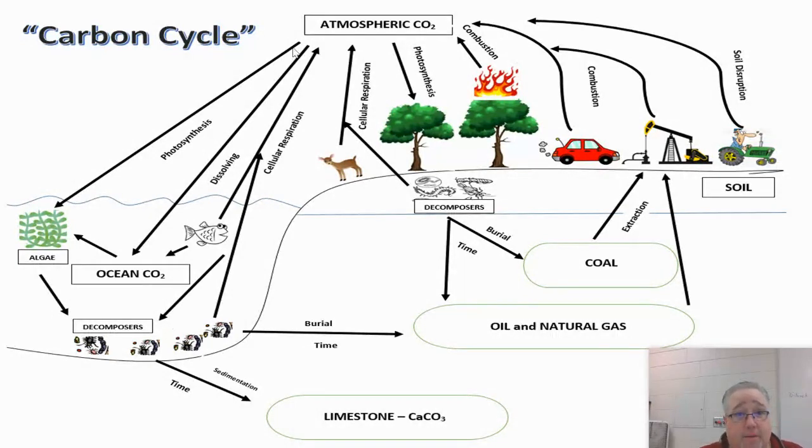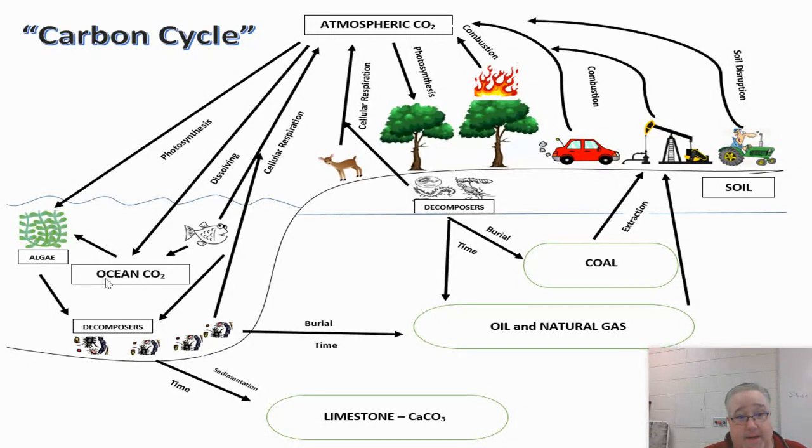So I want you to look at a couple of arrows here. One of these arrows is leading down to the plant, right? You have algae and we have aquatic plants. Well, those are photosynthetic organisms, right? So anything that photosynthesizes is going to absorb carbon dioxide from the atmosphere. So that's one way that carbon can get into the ocean, through photosynthesis.